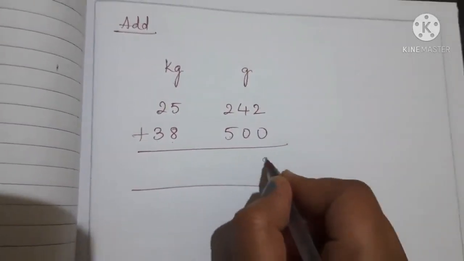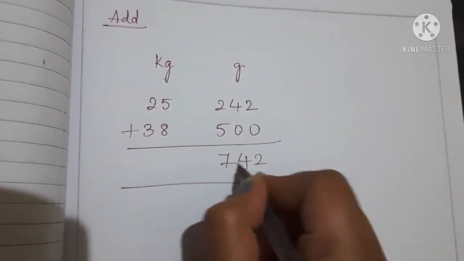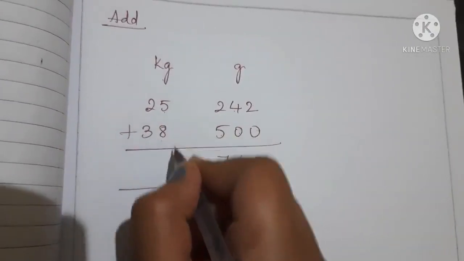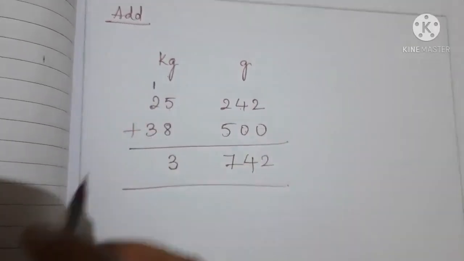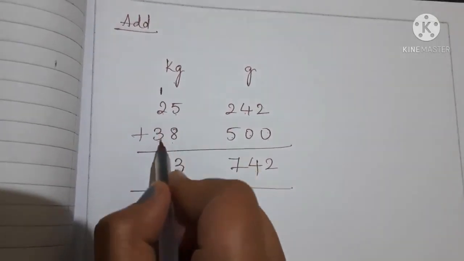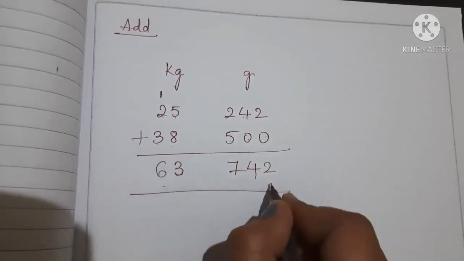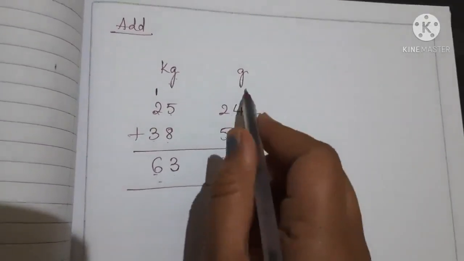2 plus 0 is 2. 4 plus 0 is 4. 2 plus 5 is 7. 5 plus 8 is 13. So 3 we are writing here. 1 carry forward. 1 plus 2 is 3. 3 plus 3 is 6. So the sum is 63 kgs 742 grams.